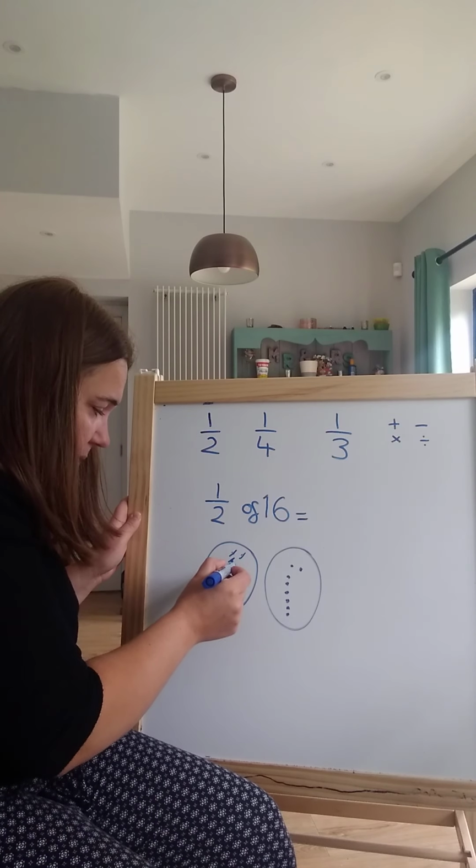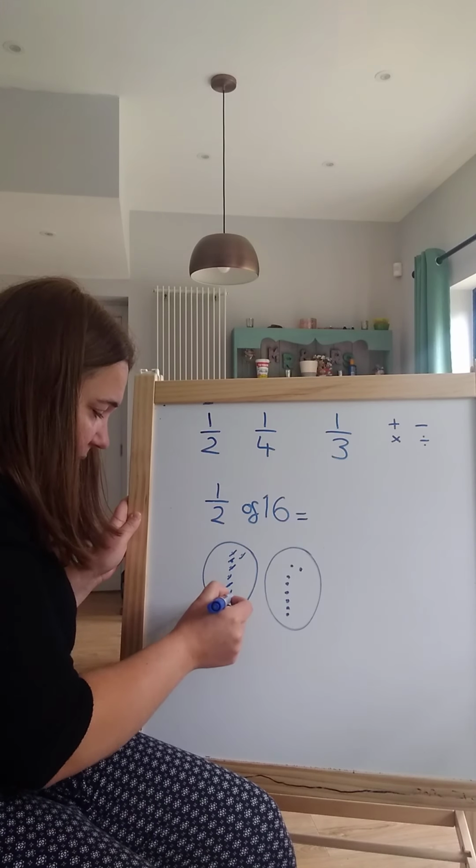1, 2, 3, 4, 5, 6, 7, 8. Half of 16 is 8. Each person gets 8.